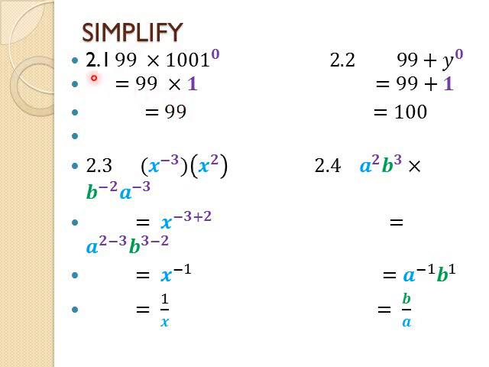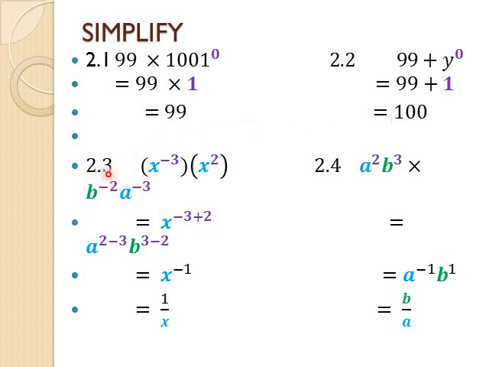Right, so 2.1. If I say 99 times 100 to the power 0, that will become 99 times 1, because according to my definition, anything to the power 0 equals 1. So 99 times 1 stays 99. Look at 2.2. I have 99 plus y to the power 0. Again, anything to the power 0 equals 1. So 99 plus 1 gives me 100.